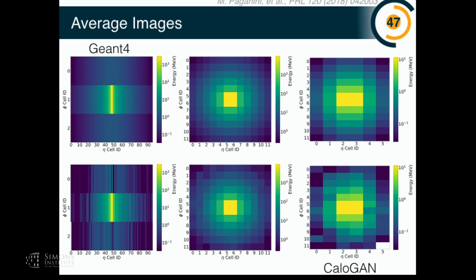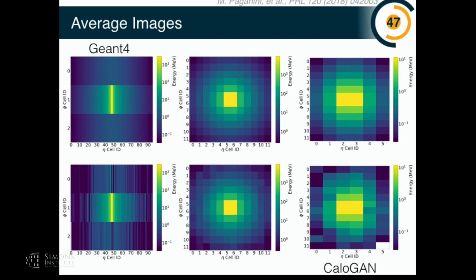OK, so this is what it looks like to generate many, many showers. The top row here are the average images for a 10 GeV electron for the physics-based simulator in the first, second, and third layers of this liquid argon calorimeter. And these are the average images from our neural network. And this, remember, is called a generative adversarial network, so it's called a GAN. And this is for a calorimeter, so we call it CaloGAN.